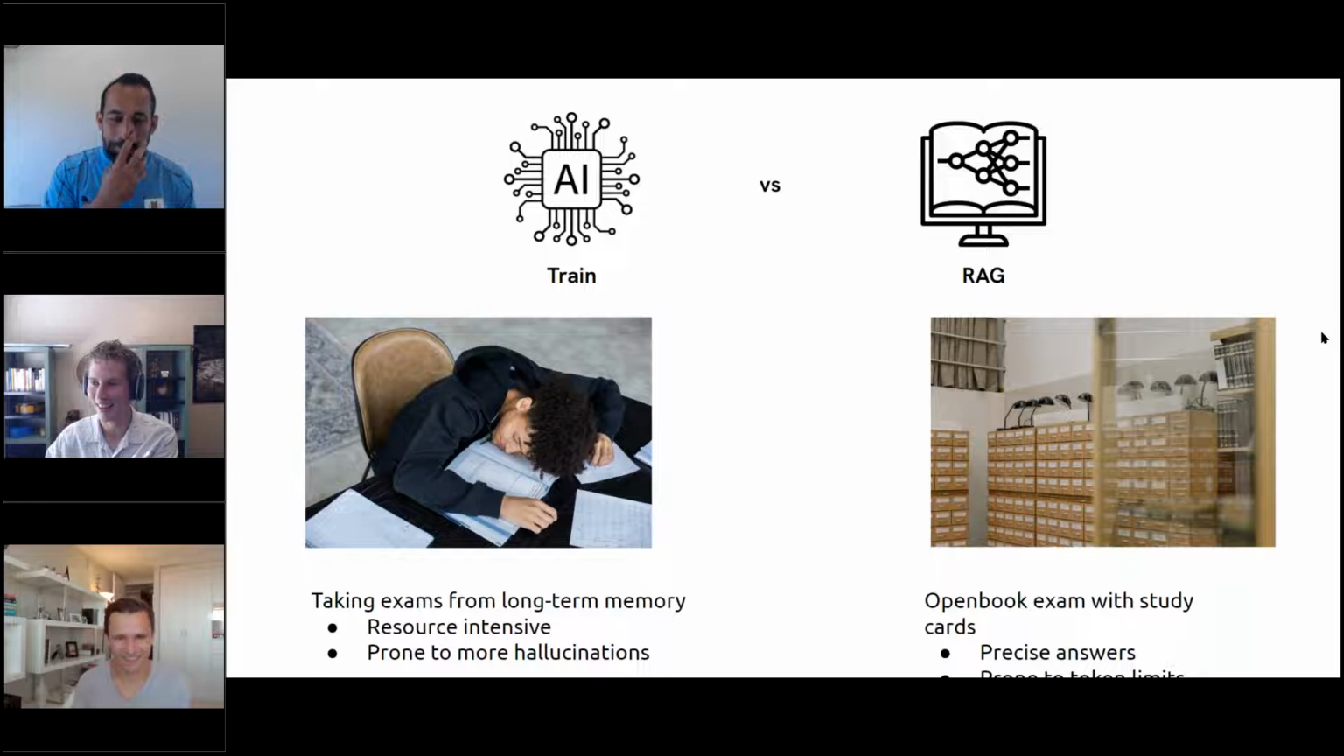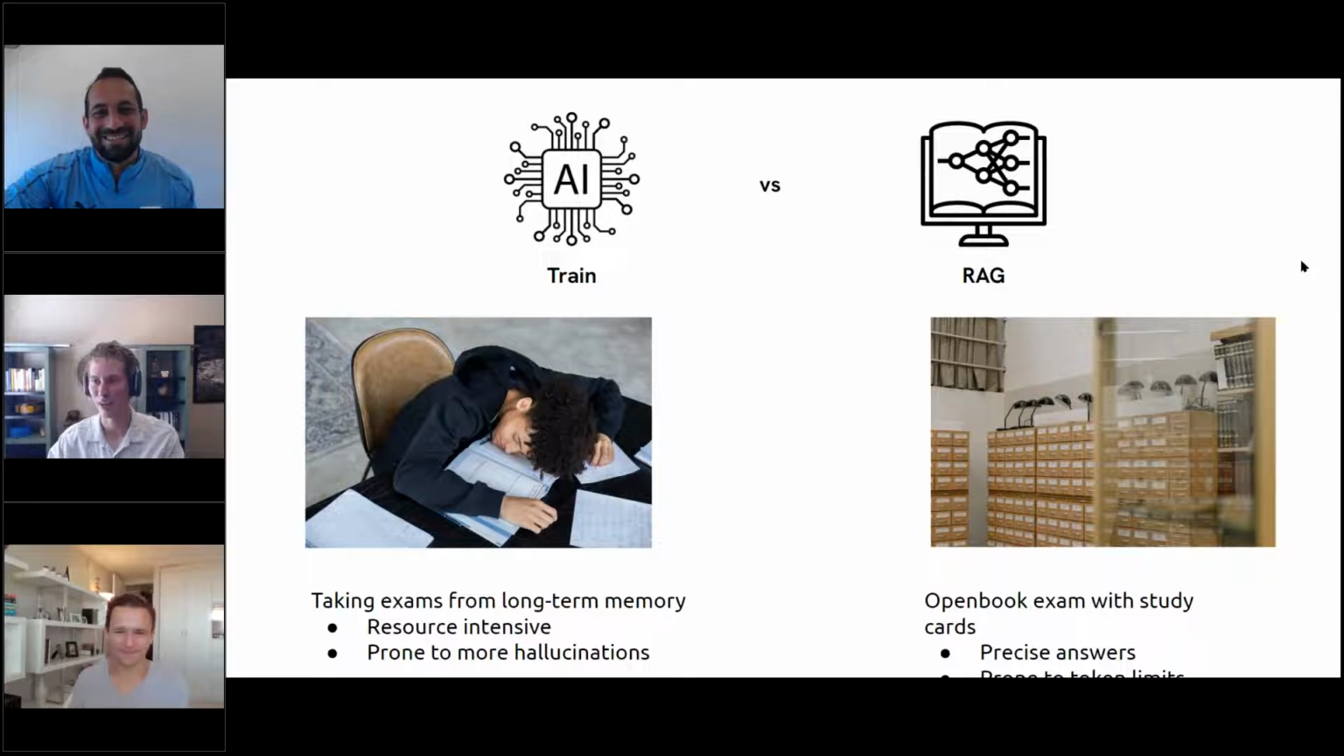I really like that visual of the study cards, because I've definitely been in the situation where I write too many study cards, and then it's test day and I'm scrambling to figure out which study card is relevant. Yeah, I was just thinking it would have been nice to have a retrieval system for that process.